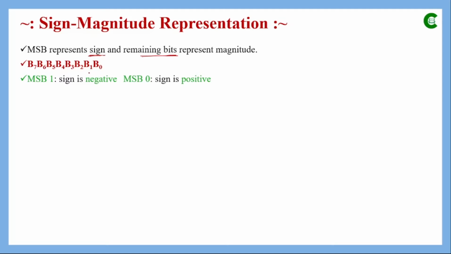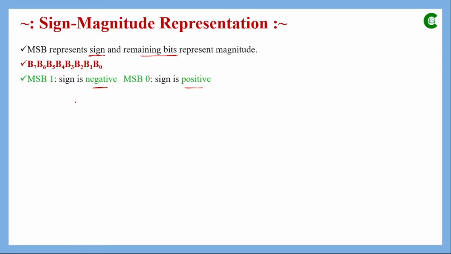As we can see in this format, we have 8 bits from B0 to B7, so this is an 8-bit binary number. Here B7 is the MSB, and it tells us the sign of that binary number, and the remaining bits, B0 to B6, are used to represent the magnitude of that number. Again the rule is that if the MSB is 1, then the number is negative, and if the MSB is 0, then the number is positive.